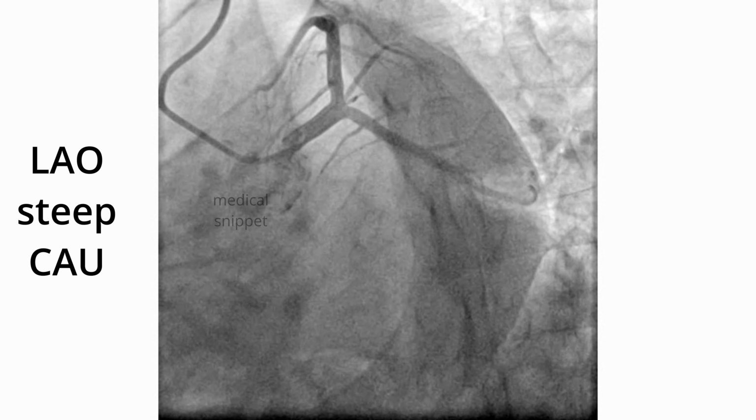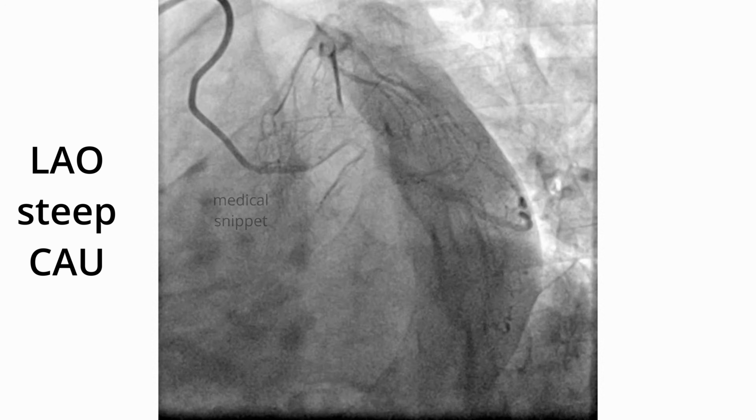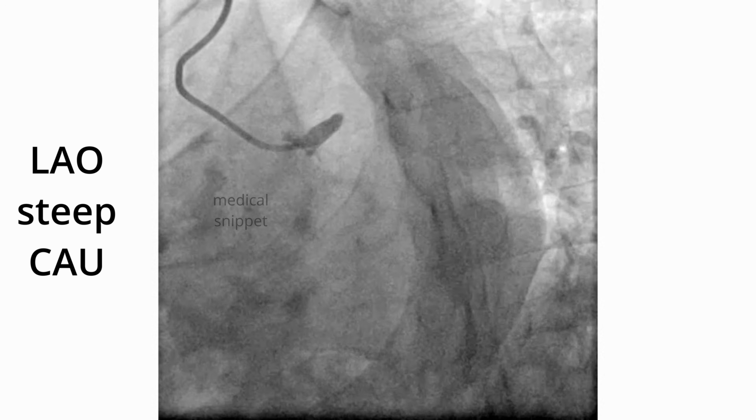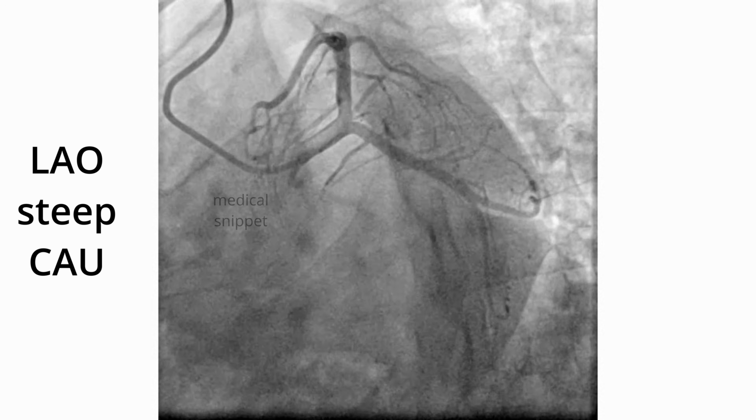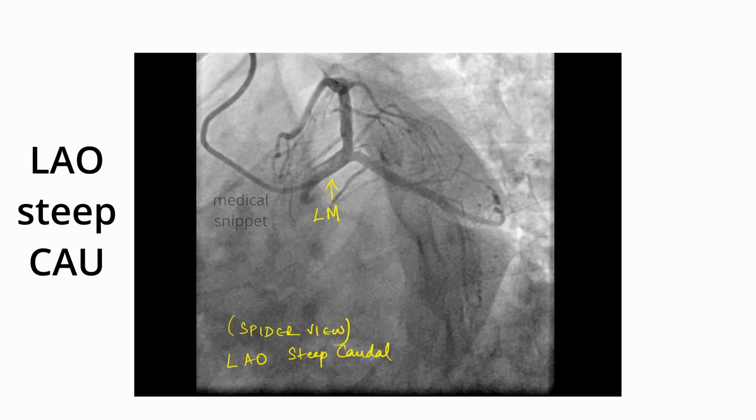A levo-steep caudal or the spider view is for the left main and its bifurcation. It is called spider view as the branching resembles spider legs. Proximal LAD goes straight up to the roof. From left to right, you can see the 5 main vessels. Namely, first is septal, next comes LAD, next is diagonal, next is ramus if present, next is obtuse marginal, and last is the left circumflex artery.